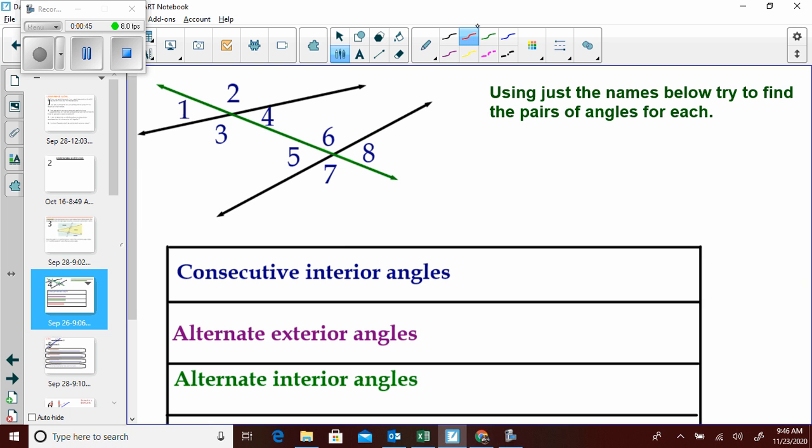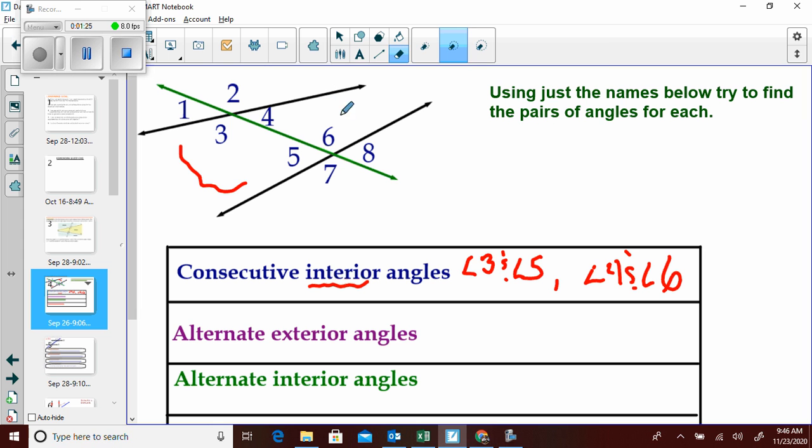So consecutive interior angles. If we look at the word interior, that means it needs to be in here or in here, right? So there are only four interior angles, 3, 4, 5, and 6. We need consecutive. What consecutive means is consecutive sides of the transversal. So see, 3 and 5 are consecutive. They're on the same side, but we want to use the word consecutive. So angle 3 and angle 5. Then I have angle 4 and angle 6 because they're on consecutive sides.